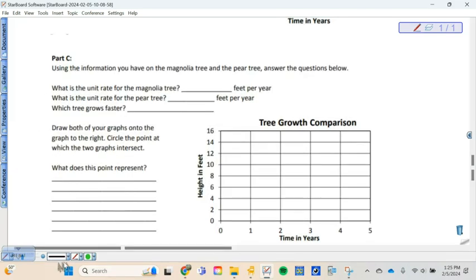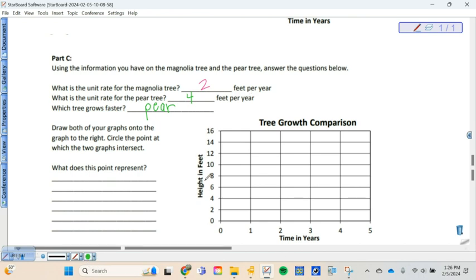All right, now in part C, we kind of already talked about this. What's the rate at which the magnolia tree is growing? How many feet per year? 2. What about the pear tree? So who is growing faster? The pear tree. The pear tree is growing faster.